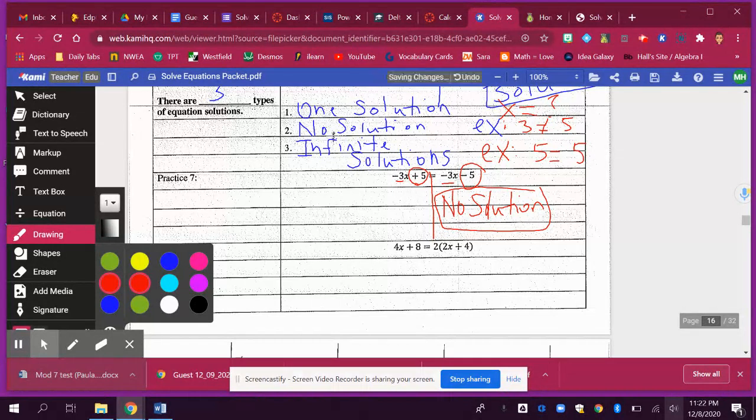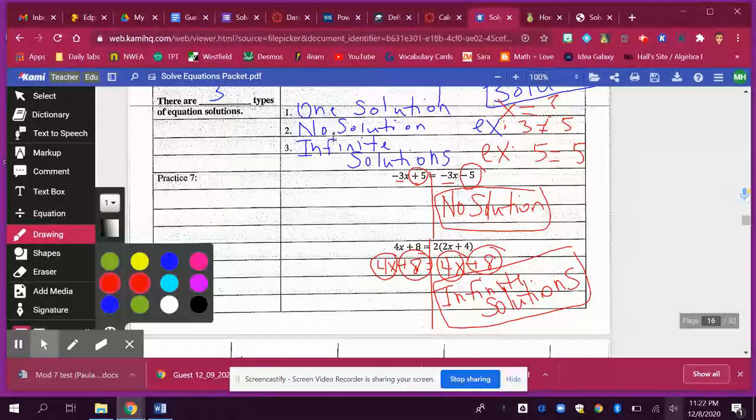Looking at this one, practice 8, I'm going to have to simplify a little bit just to see if the left side is the right side. So I have to do this distributive property, and I get 4x plus 8. The left side is exactly the same as the right side. Notice my variable terms are alike, and my constant terms are alike. So this is infinite solutions. Infinite solutions means that any number will work in this equation for x.